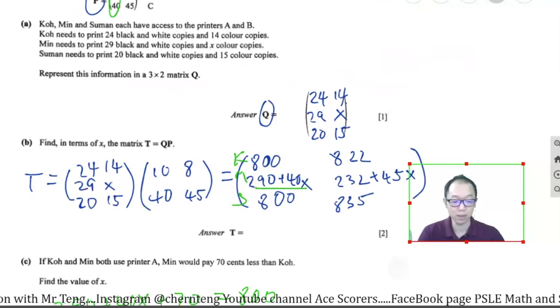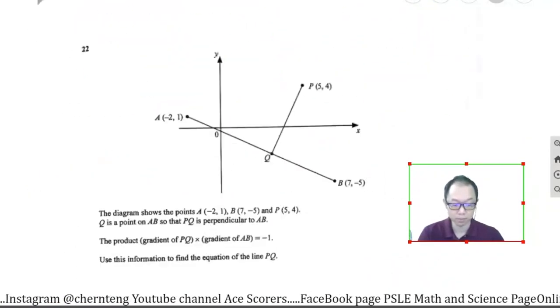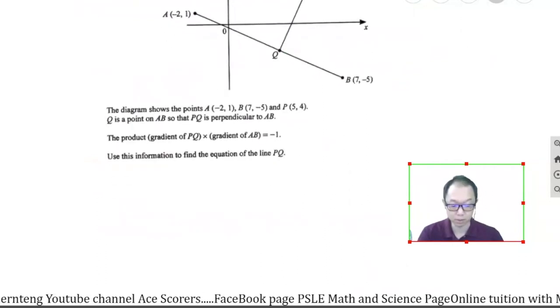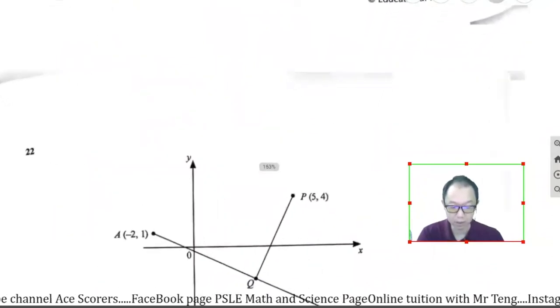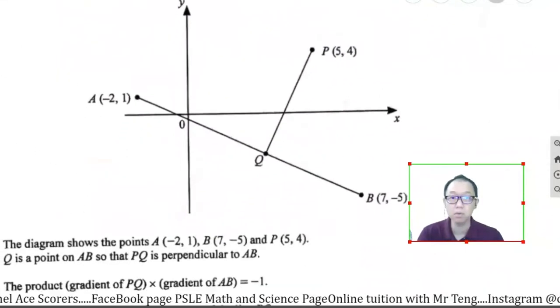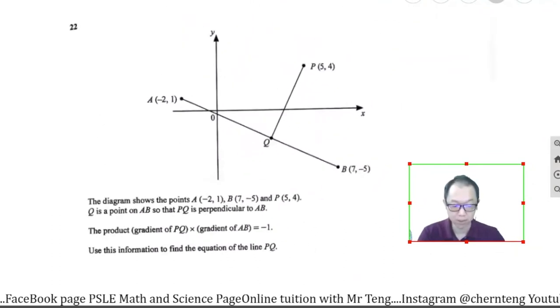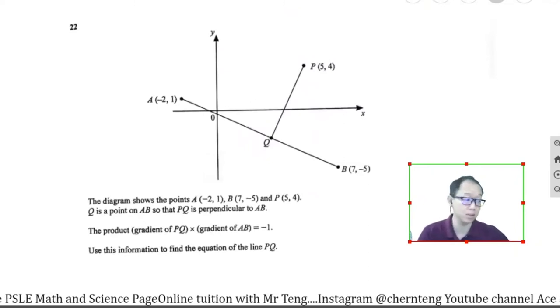Next one. Okay, the question: find the equation of the line PQ. It's 4 marks. Okay, this is not easy.